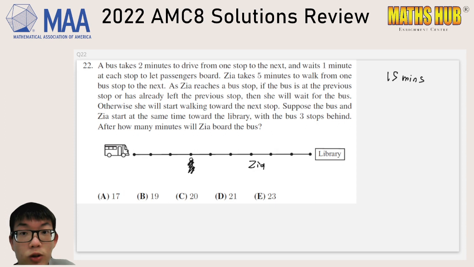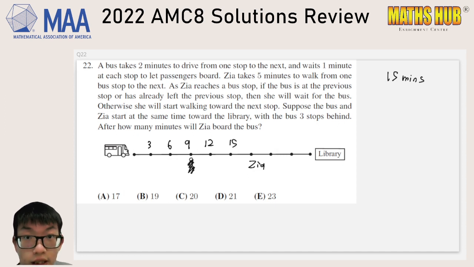The bus takes 2 minutes to drive and then 1 minute to wait. So you'll be here at 3 minutes, 6 minutes, 9 minutes, 12 minutes, and then 15 minutes. So just nice. At 15 minutes, it means that Zia is here, and the bus is at the previous stop.